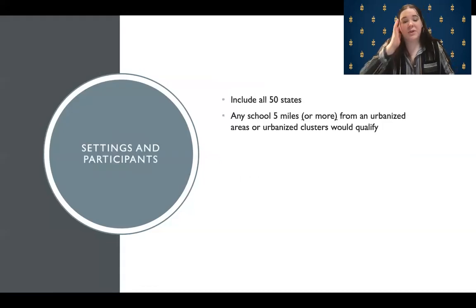So the setting is going to include all 50 states. I want this to be a massive study. I understand that it's going to take a long time, but it will be worth it. We are going to exclude territories for now due to manageability reasons. 50 states is a lot to cover. So any school within 5 miles or more from an urbanized area or urbanized cluster would qualify as rural. So we will use that.